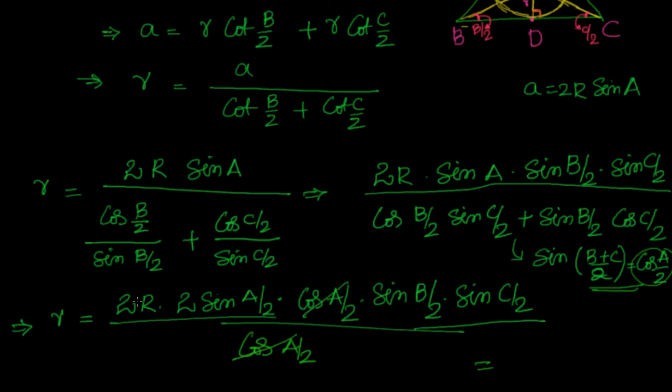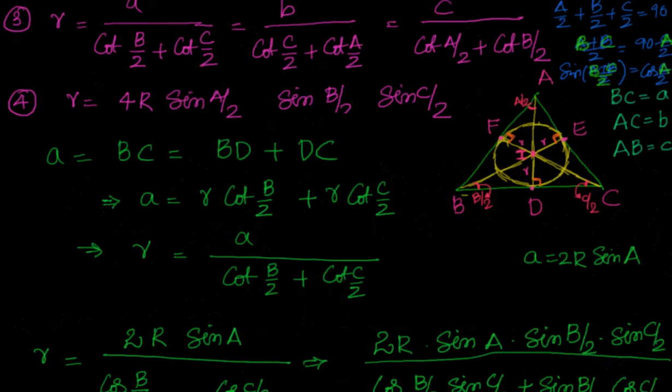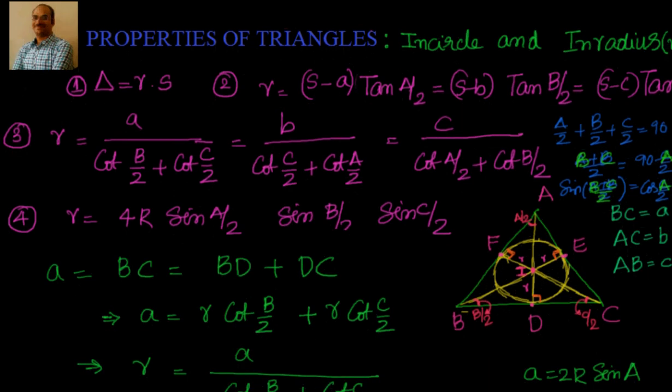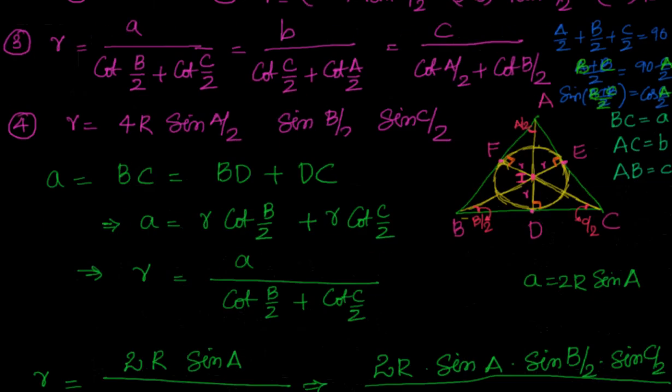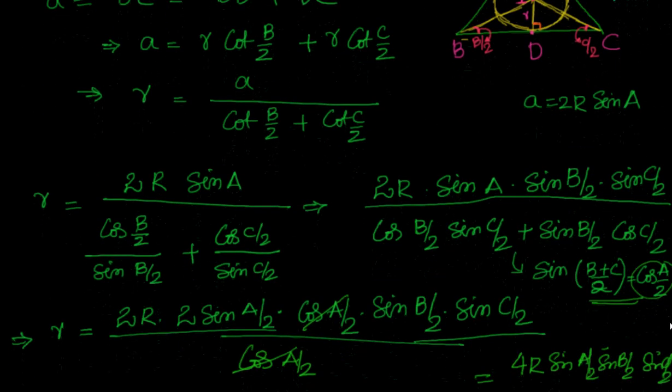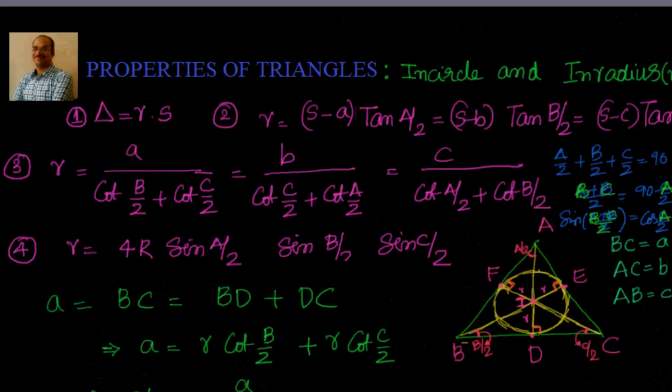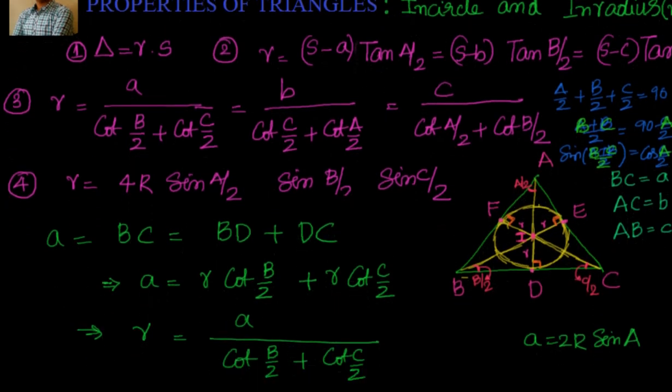Cos of A by 2, cos of A by 2 cancels. 2R into 2 is 4R. And I have all sines as needed. That's sine A by 2, sine B by 2 into sine C by 2. That's how we can prove that inradius is nothing but equal to 4 into circumradius, that is capital R, into sine of A by 2, sine of B by 2, and also sine of C by 2. So how we have done that?